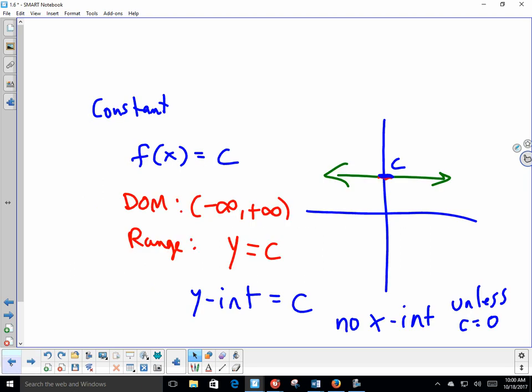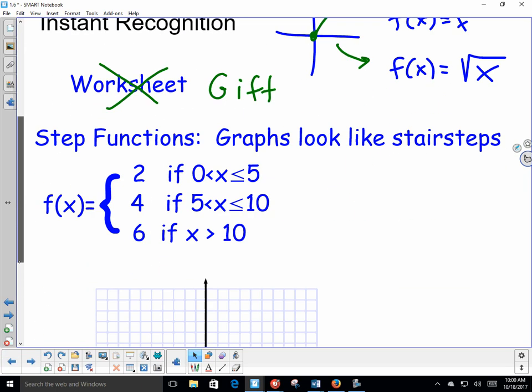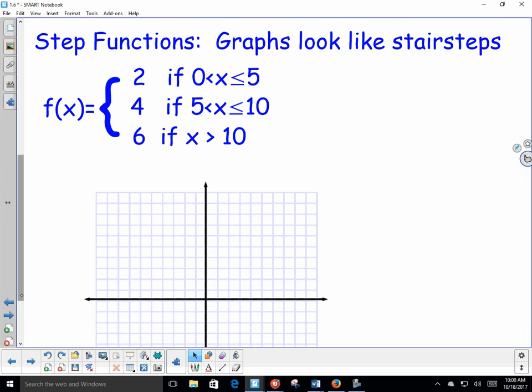All right, so let's talk about step functions. For your notes, step functions are graphs that look like stair steps. They are piecewise functions that just have little horizontal pieces to them. And let's see how this is going to look.